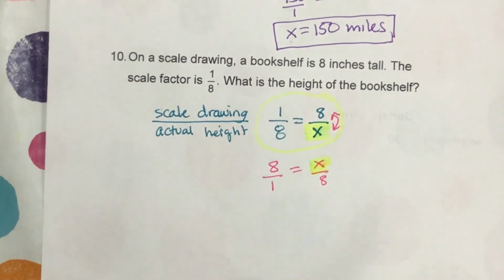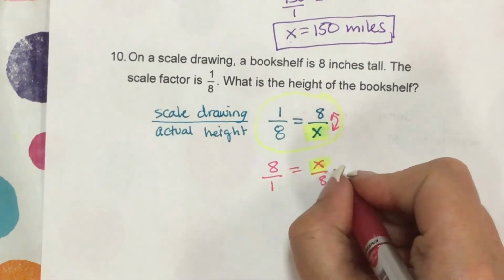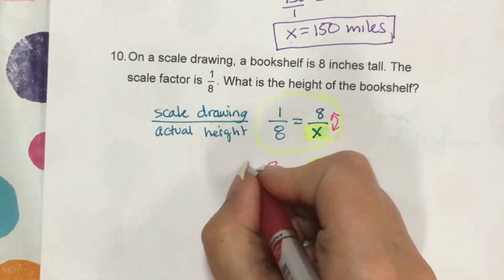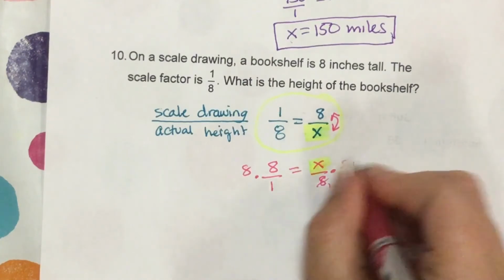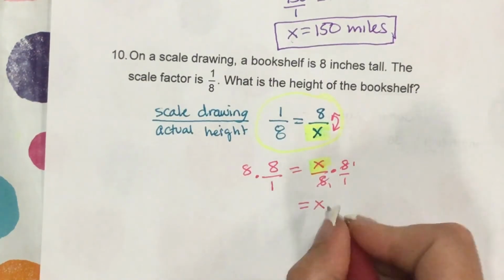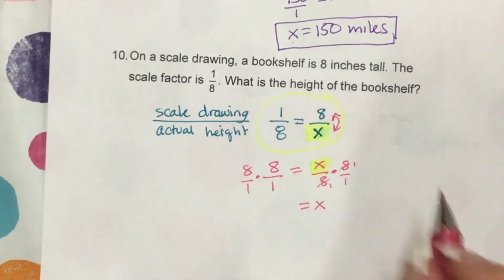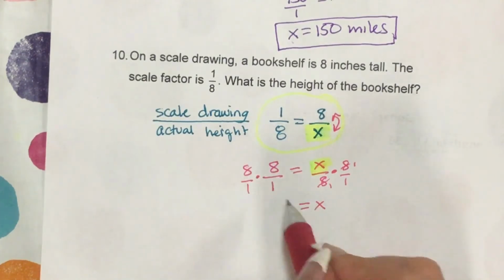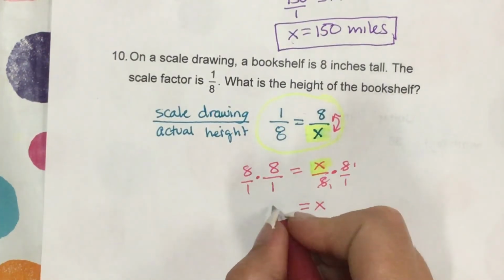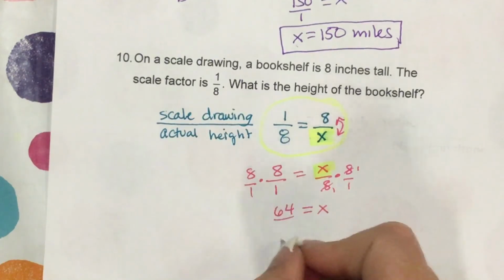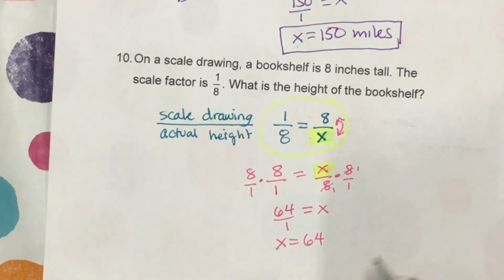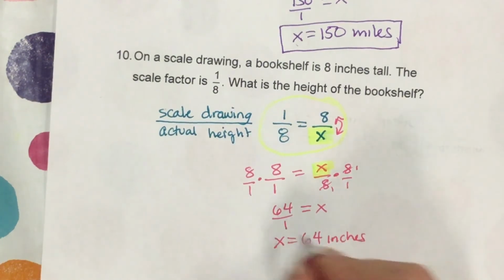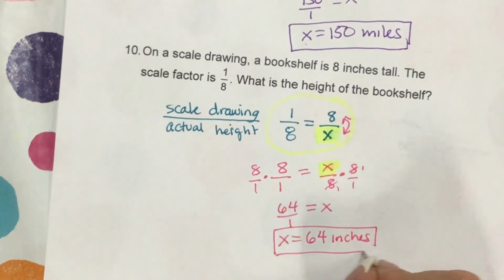Is X by itself? No. Right now it's being divided by 8. So we have to do the inverse operation of division, which would be multiplication of both sides. These 8's cancel out. They become 1. 1 times X is X. So we have X by itself. Woohoo! And then we can't cross cancel, so we have to multiply across. 8 times 8 is 64. 1 times 1 is just 1. So that means that X equals 64 inches. That's what the actual height of the bookshelf is, 64 inches.